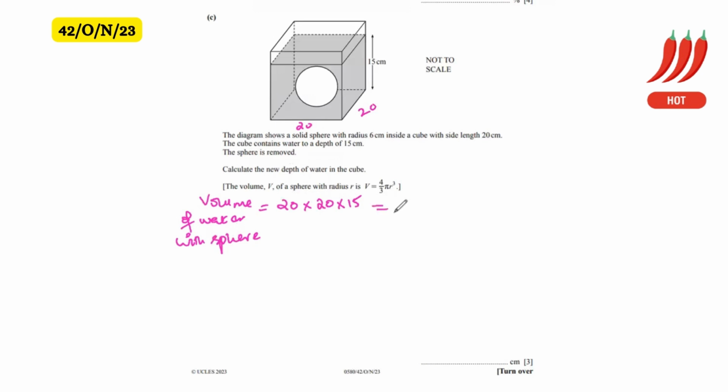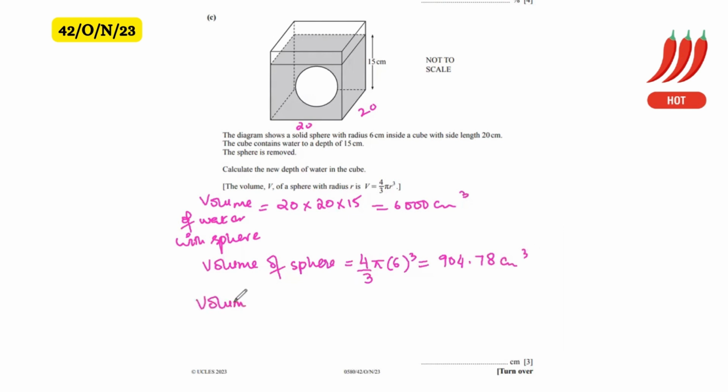So that's basically 6,000 centimeter cube. Now, when this sphere is removed, the sphere has radius of 6 centimeters. So volume of sphere would be 4 over 3 pi 6 cube. That is equal to 904.78 centimeter cube.